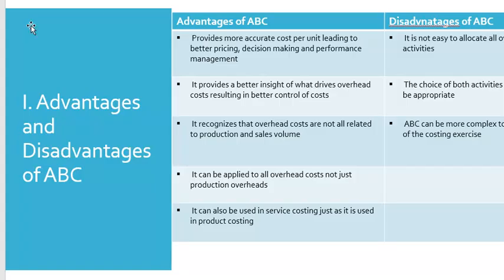Okay, these two should be out. Might not be appropriate. What we mean is it is difficult to choose cost drivers. Then ABC can be more complex to explain to stakeholders of the costing exercise. So people who are interested in costing, some cannot understand activity-based costing.